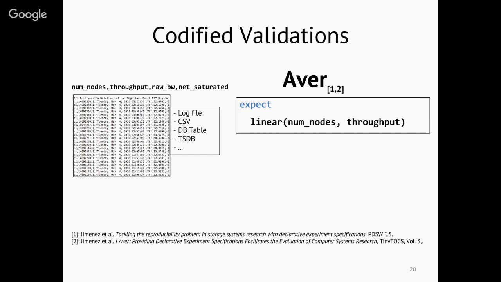As part of our work, we developed this very tiny language. It's basically just like an if then condition evaluator. And with this, what you can express is things like this statement right here, which is saying, okay, so for this experiment, I expect to have a linear relationship between the number of nodes in my system and the throughput. So basically, I'm checking for linear scalability of my system.